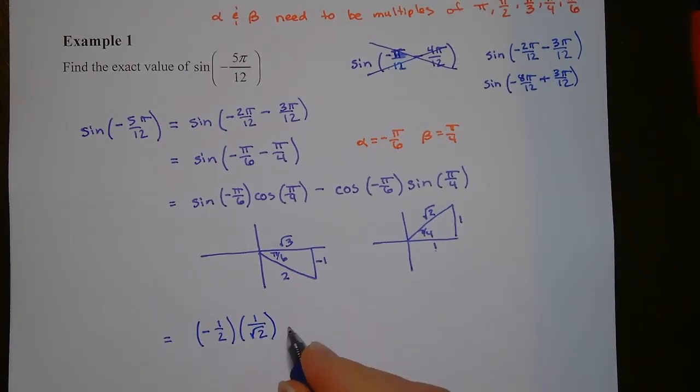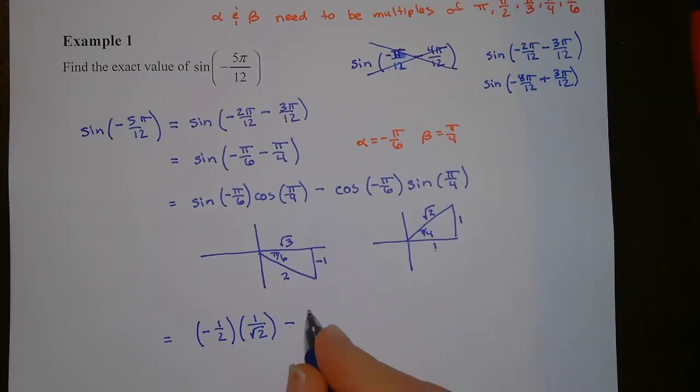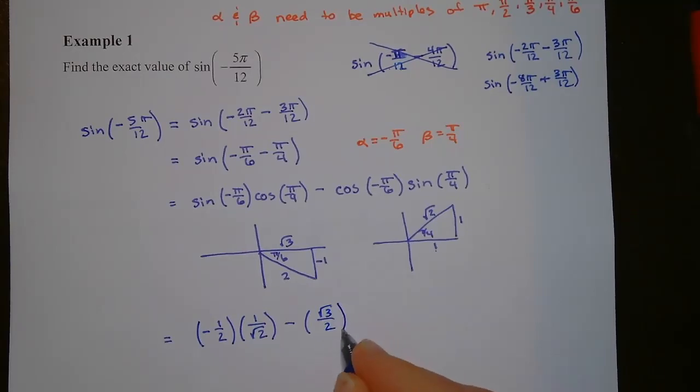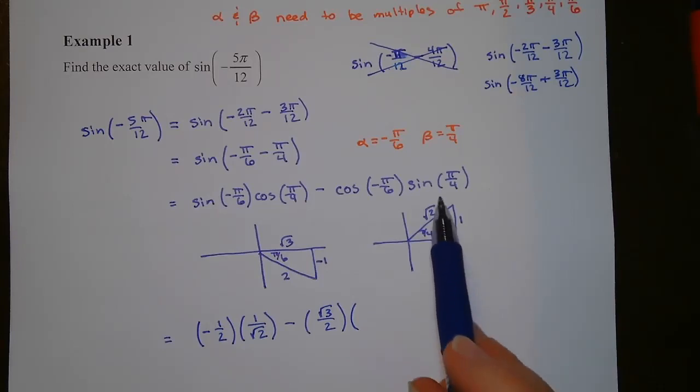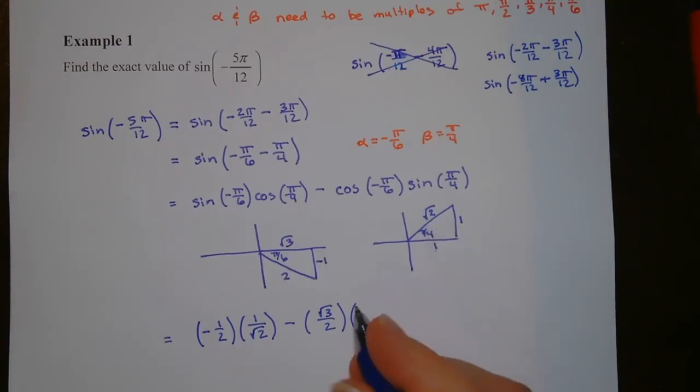Okay, and then we have the minus right here, right? So I'm going to write minus, and then cosine of negative pi over 6. So cosine of negative pi over 6 would be square root of 3 over 2. And then sine of pi over 4. That'd be this one right here over the square root of 2.